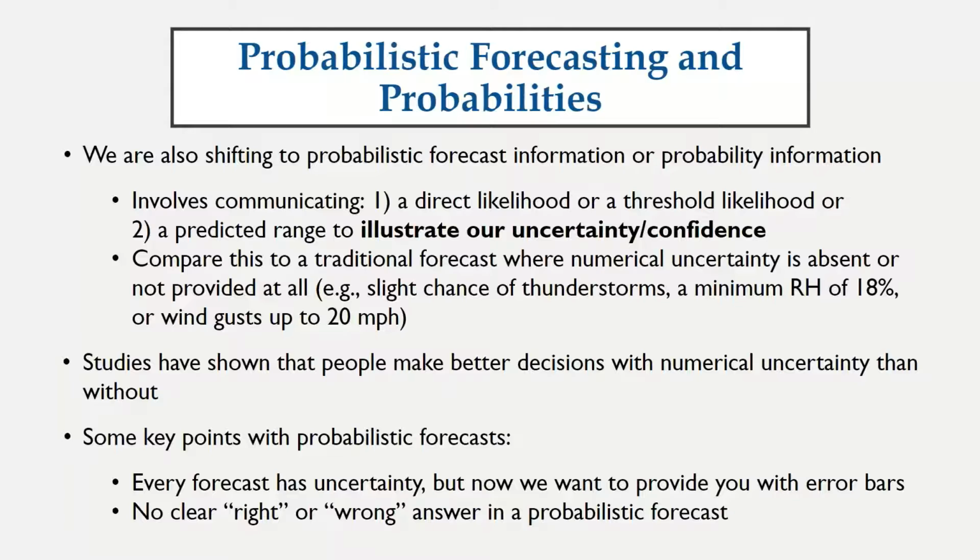Now, there are some notes to be mentioned with a probabilistic forecast. One, every forecast has uncertainty, but by providing the direct numerical uncertainty, we can give you the actual error bars, instead of having you, our users and stakeholders, try to take it into account yourself, to provide you more information. And another key point is there's no clear right or wrong answer in a probabilistic forecast. Sometimes the unlikely event at 20% happens, and that's just the nature of the beast.